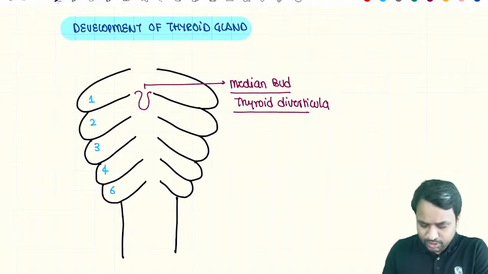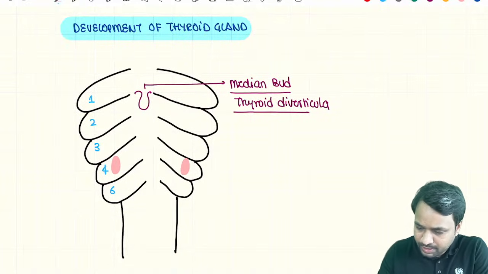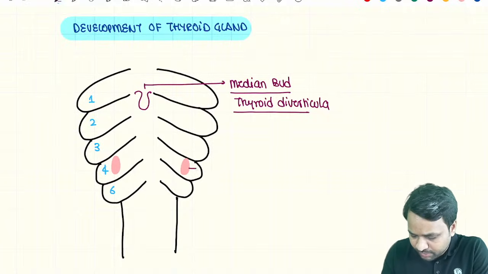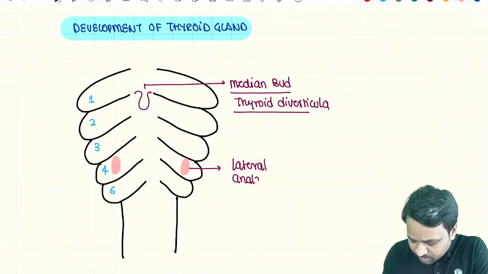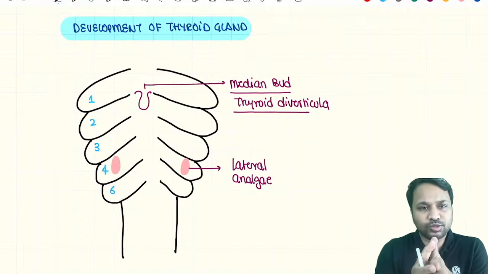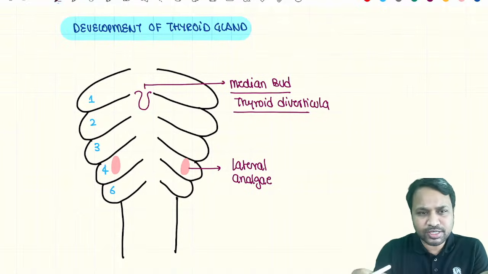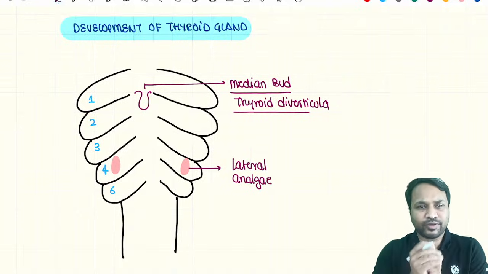Now, as the diverticulum is formed, simultaneously you will notice two paired structures sprouting from the fourth pharyngeal pouch. These two paired structures sprouting from the fourth pharyngeal arch are going to be the lateral anlagen, right? So, as we all know, between the first and the second pharyngeal pouch the median bud, which is the thyroid diverticulum, develops, and the lateral anlagen start to develop from the fourth pharyngeal pouch.